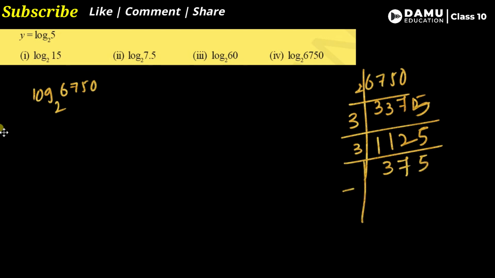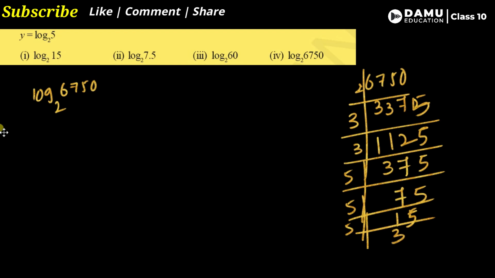Let's move on, 3 is not possible, then go with 5. So 5 7s are 35, then 5 5s are 25, then again 5 1s are 5, then 5 5s are 25. So 375 is that, so what we will get here is 5 7s are 35, then 5 5s are 25, then again go with 5. So 5 1s are 5, then 5 5s are 25.